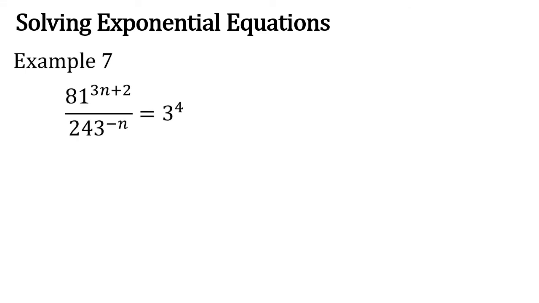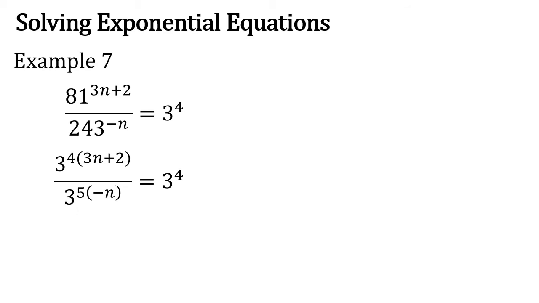Let's have another example. Example 7, 81 raised to 3n plus 2 over 243 raised to negative n equals 3 raised to 4. So 81 and 243 can be expressed as numbers with base 3. 81 can be 3 to the 4 and 243 can be 3 to the fifth power. So express 81 as 3 to the 4, so that will be 3 to the 4 times 3n plus 2.